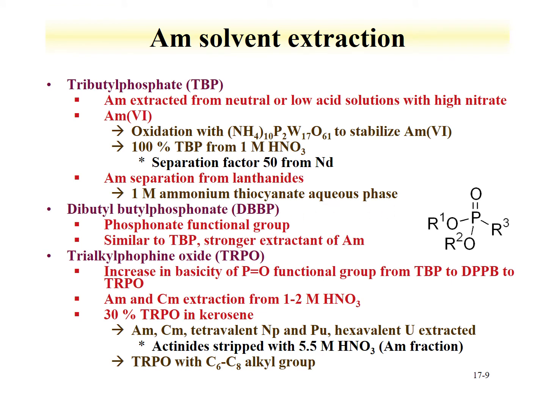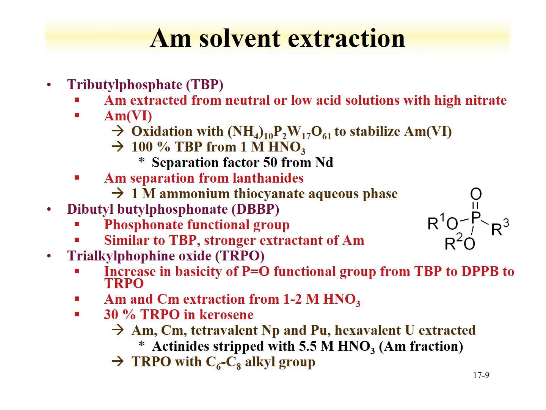Dibutyl butylphosphonate has also been used. You get the phosphonate functional group. It's similar to tributyl phosphate, so you get a functional group such as that, but it's a stronger extractant for americium. And the trialkyl phosphine oxides, as shown here, are also used. Again, one of the differences between the tributyl phosphate and this molecule is that you're missing the oxygen here in this molecule compared to tributyl phosphate.